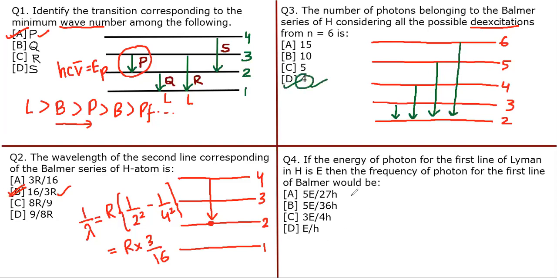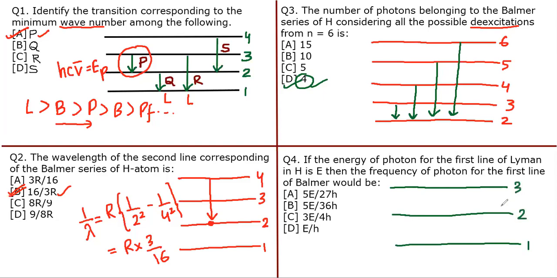Now let's come to the final question. If the energy of the photon for the first line of Lyman in H is E, then the frequency of the photon for the first line in Balmer would be. See what it is asking. It is basically giving Lyman as well as Balmer energies. So let us first of all visualize them. These are the first, second, and third orbits. Now the line corresponding to the first line of the Lyman series is this. If this has energy E, then it is asking the frequency of this, right?